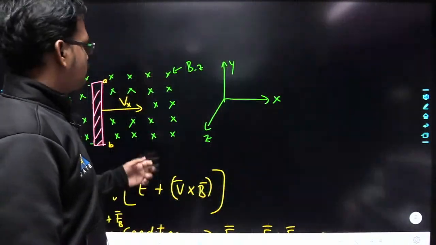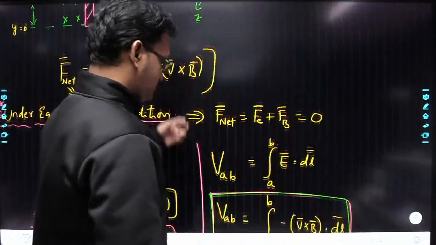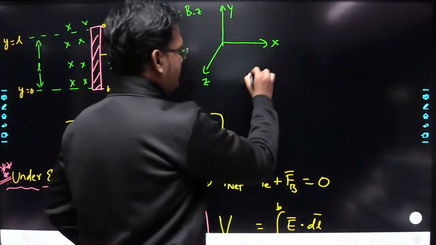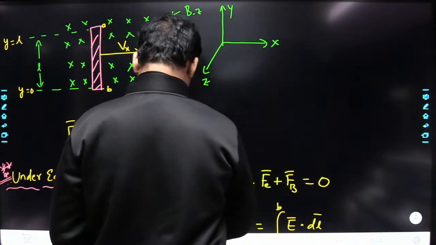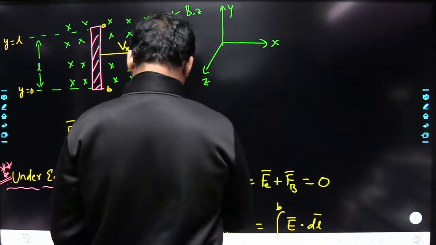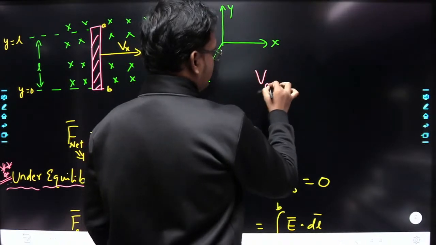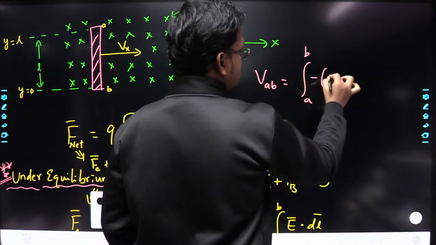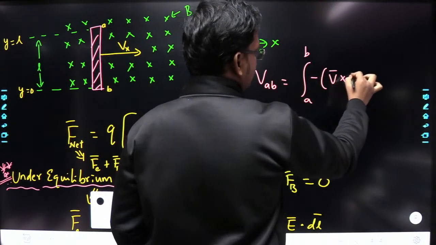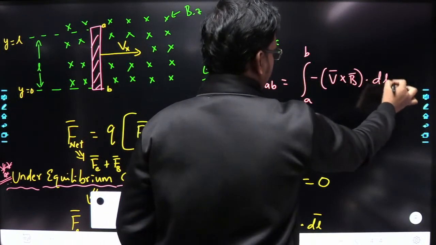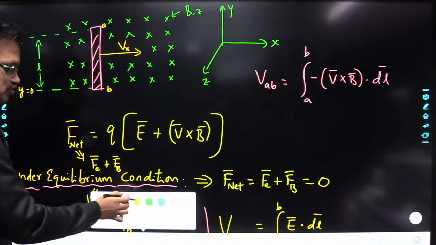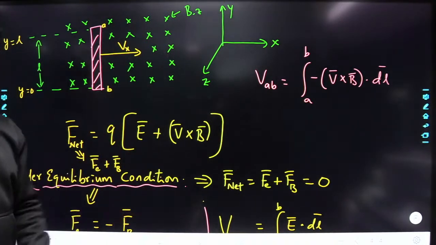See here, VAB. What can we use directly? VAB is equal to the integral from A to B of minus (V bar cross B bar) dot DL bar. So just apply it here. What are you going to get? Within one step you are going to get the answer.